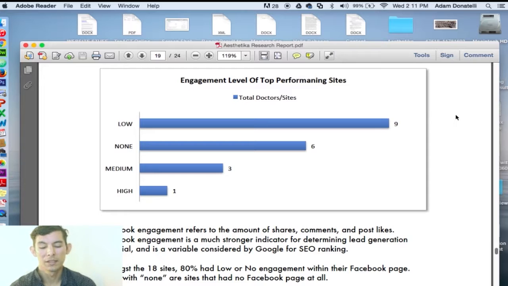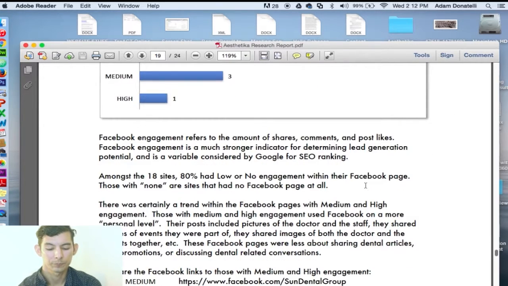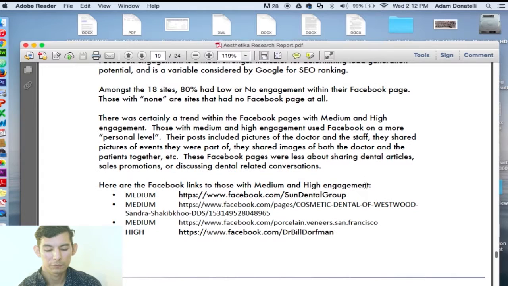6 competitors had no Facebook at all. 3 of these out of the 18 had medium, decent engagement, and 1 had high engagement. So the ones we want to look at are the medium and high competitors, see what kind of content they're creating and what's working. Here are the links of those.